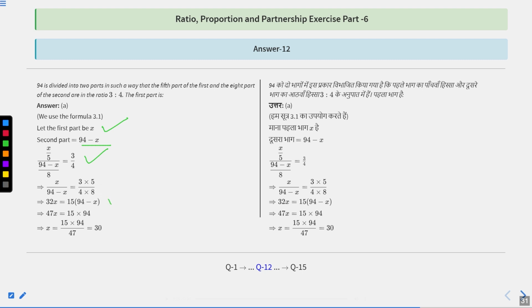Now we again solve it. 32x equals 15 in the bracket (94 minus x). When you calculate it, you get the value of x, which is 15 multiplied by 94 divided by 47. And we know that 47 divides 94 two times. So 15 multiplied by 2 is 30. So A is the correct answer.